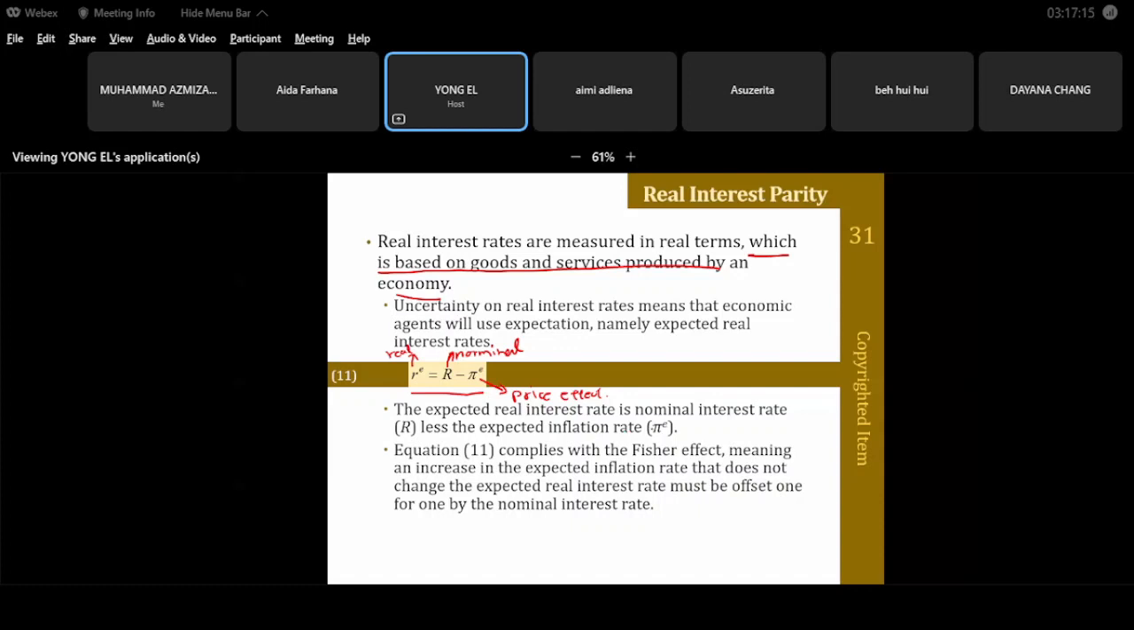Meaning, an increase in expected... okay, I have already explained this one.